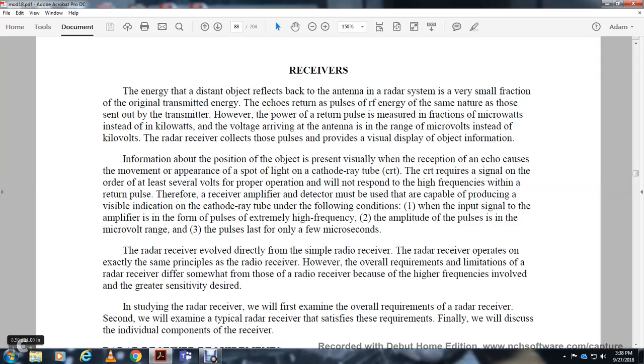The radar receiver collects the pulse and provides the visual display, presenting information about the position of the object. The echo is displayed on a cathode ray tube, which requires a signal on the order of several volts. Proper operation will not respond to the high frequency within the return pulse. Therefore, the receiver amplifier detector must be capable of producing a visual indication on the cathode ray tube under the following conditions: 1, the input signal of the amplifier is a pulse of extremely high frequency; 2, the amplitude of the pulse is within the microvolt range, and the pulse lasts for only a few microseconds.